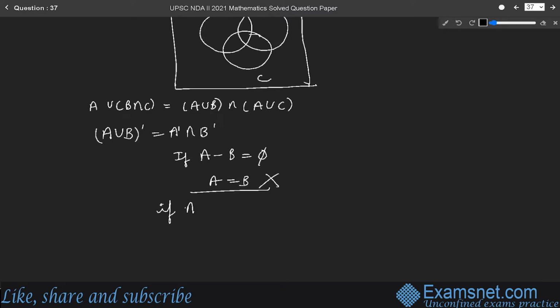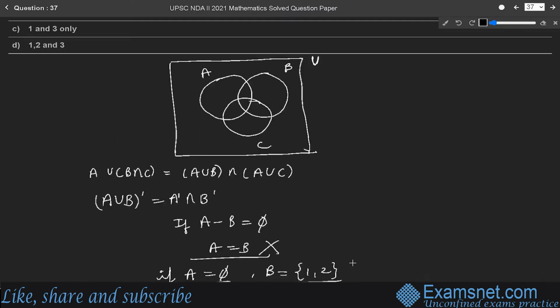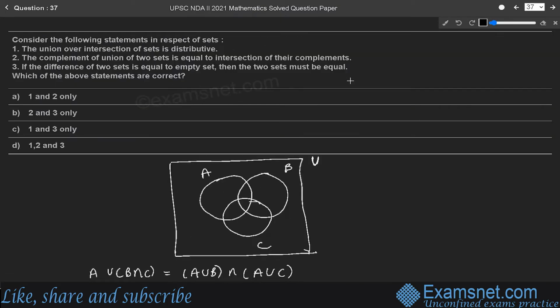Let us take an example where A is equal to 5 and B is some set, let us say 1 and 2. So if A minus B is equal to 5, it means that A is not equal to B, because one of the sets will be empty and one of the sets will contain some value. So we can say that only the first and second statements are correct from the given questions. So the correct option for the question will be option A, which is 1 and 2 only. Now I hope this question is clear to you.